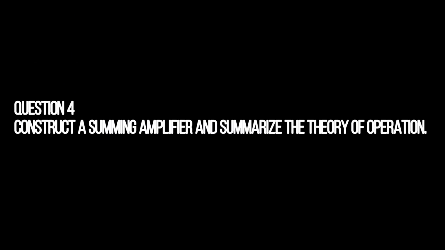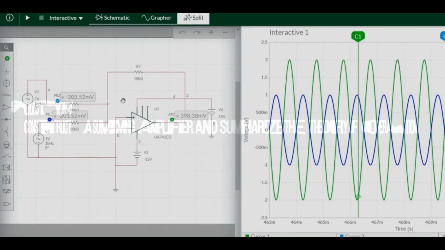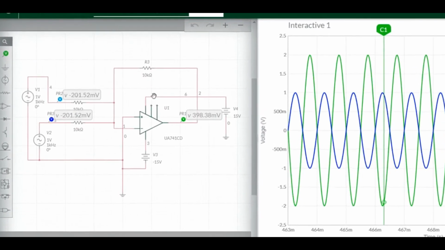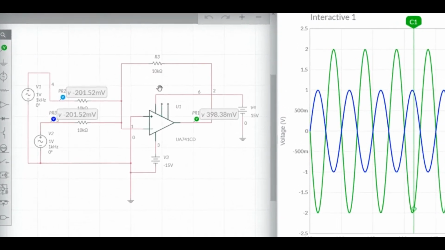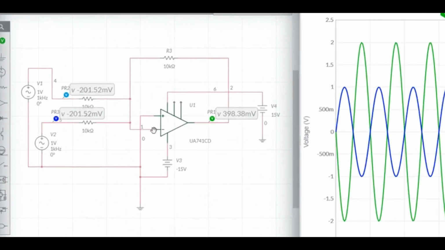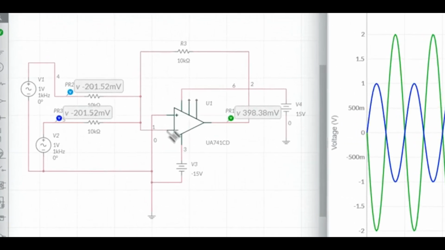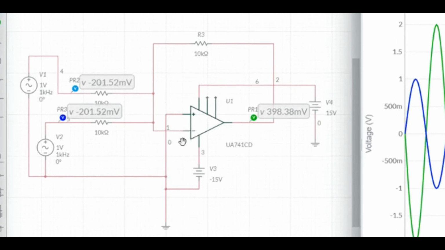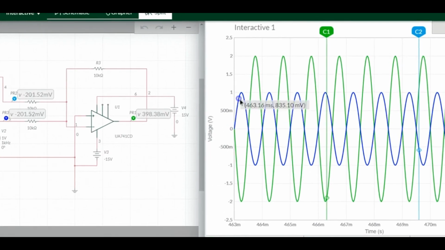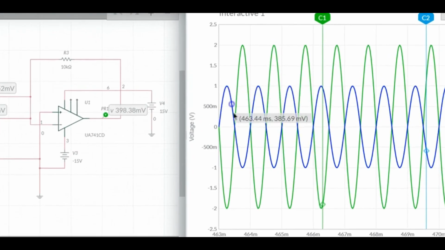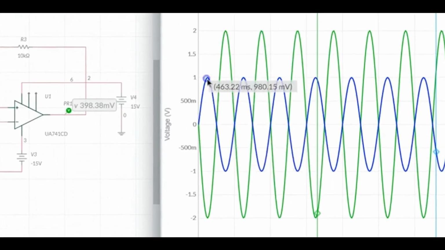Question 4 is, construct a summing amplifier and summarize the theory of operation. So as you can see, this is the summing amplifier circuit that I constructed. The input is connected to the inverting terminal, so the output will be inverted. This waveform shows the inversion. 1 volt inverts into negative 2 volts.